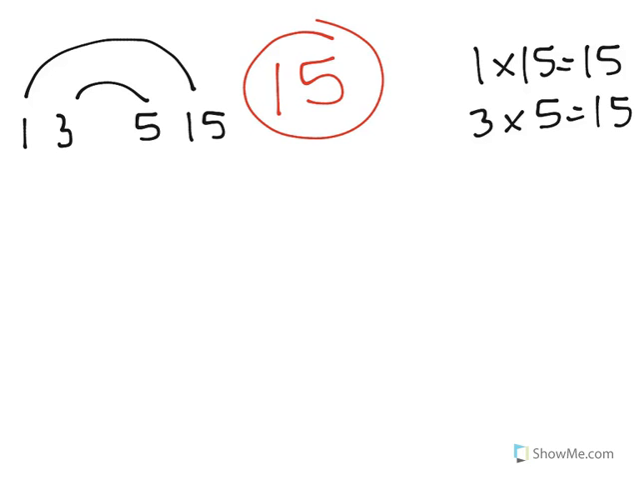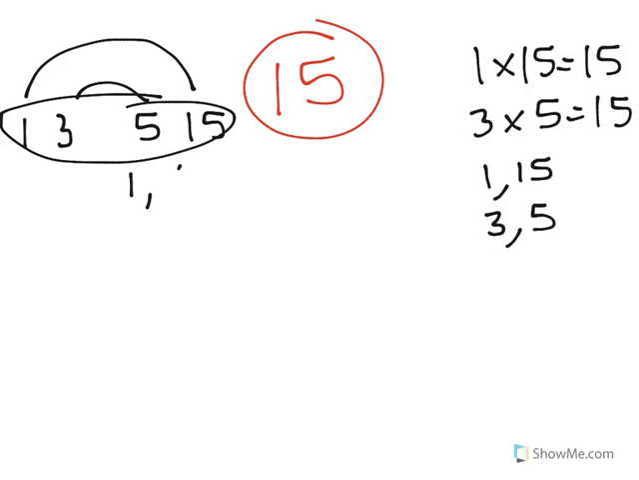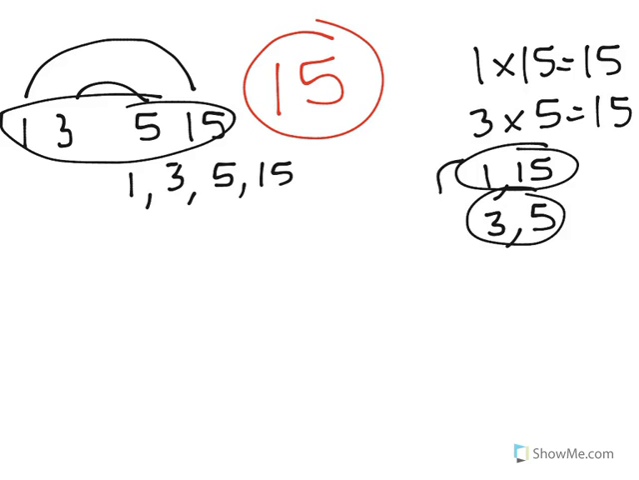So now let's go back to the problem. I have all of the factors and factor pairs of 15. Here are my factor pairs, 1 and 15, and 3 and 5, because they multiply together to equal 15. And my factors are just listed right here in the factor rainbow. My factors are 1, 3, 5, and 15. So this number, 15, has 2 factor pairs and 4 actual factors.